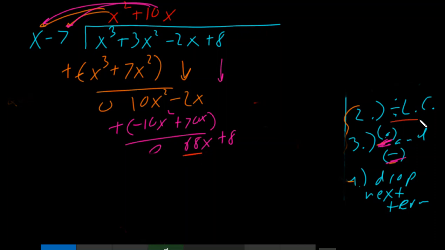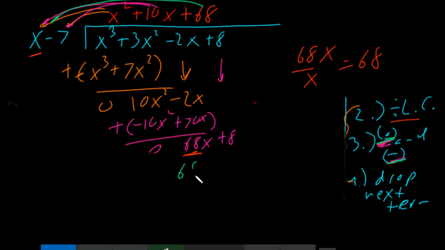With that being said, I go back to step 2. I divide my leading coefficients. So now I have 68x divided by x, which is clearly 68. And so we write plus 68. Now I'm going to use an even newer color, and when we multiply and then subtract, we have 68 times x, which is 68x, and we have 68 times negative 7. At this point, guys, I'm going to need a calculator. As you go further into the division, you're going to get higher and higher numbers. So we have 68 times negative 7, which will be negative 476.